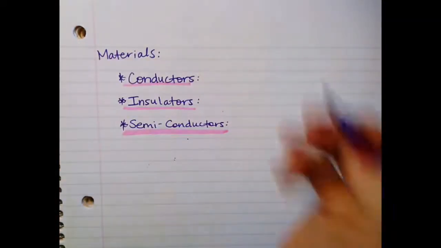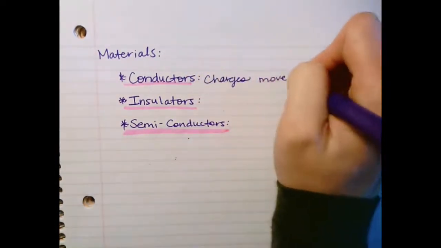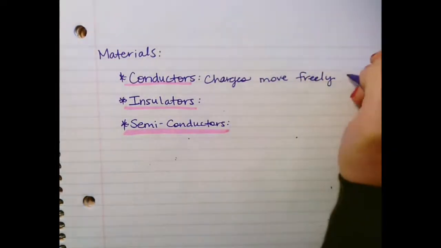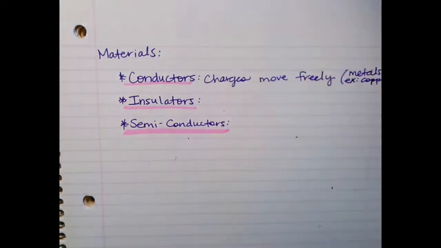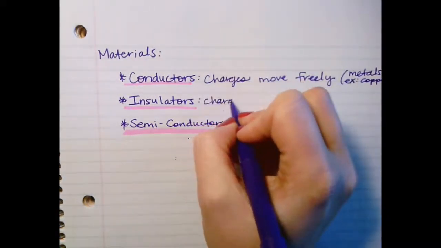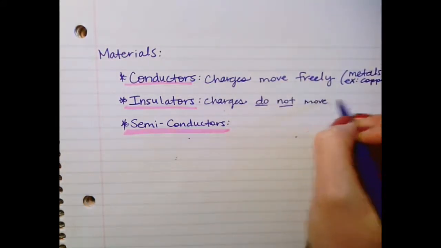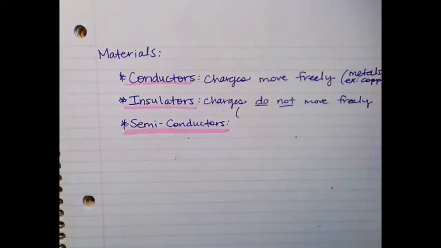So conductors, the charges move freely. Okay, so that would be things like metal, for example, like copper. Okay, an insulator would be when they don't move freely, so the charges do not move freely. So an example of that would be like plastic.